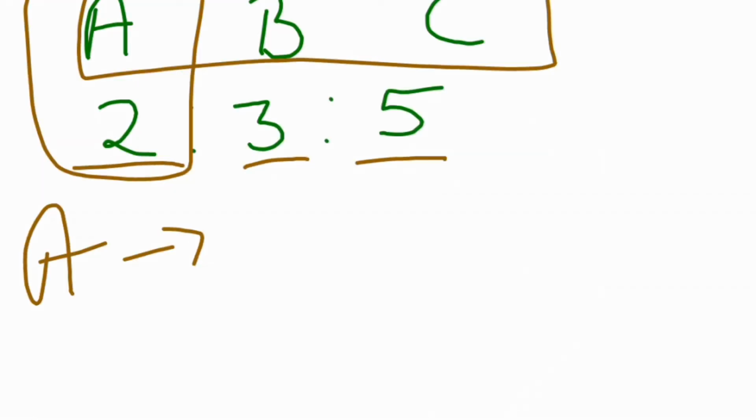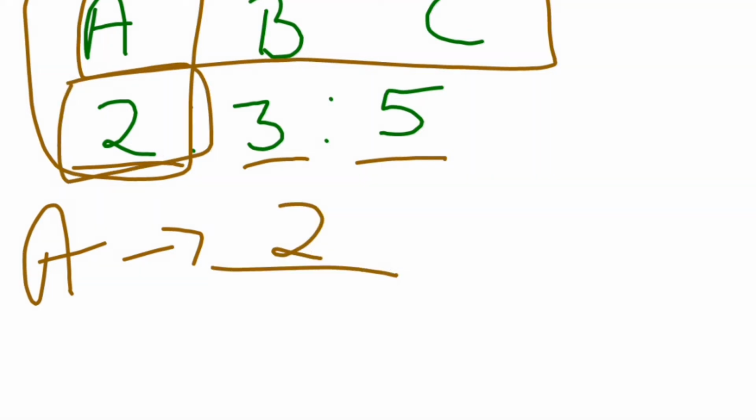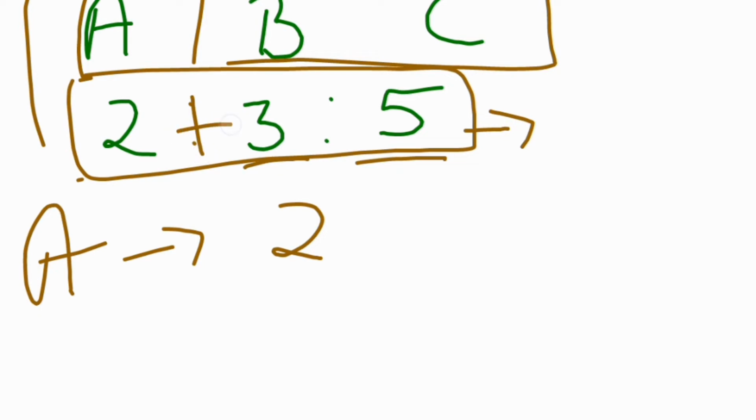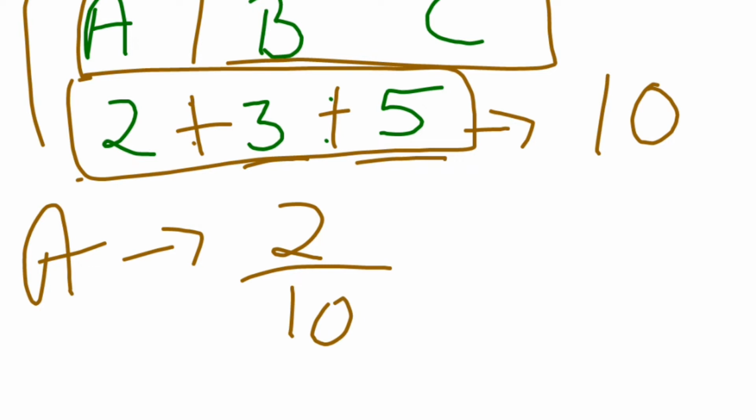What is the fractional part of A? What is the share of A? 2 upon total. Now what is the total here? Total here will be the sum of their ratios. So 2 plus 3 plus 5. Add them fast. 2 plus 3, 5, and 5 plus 5, 10. You all know that total comes in the denominator. So 2 upon 10 is the fractional part of A.